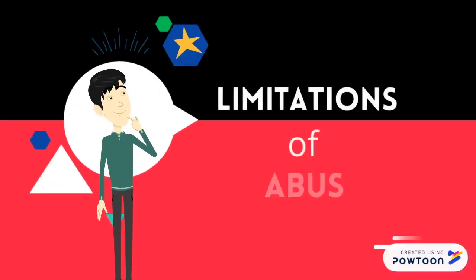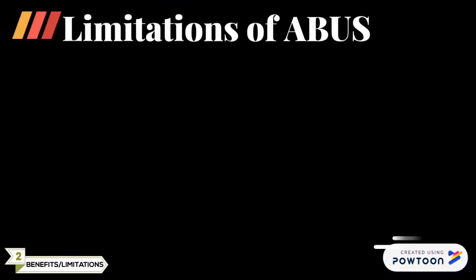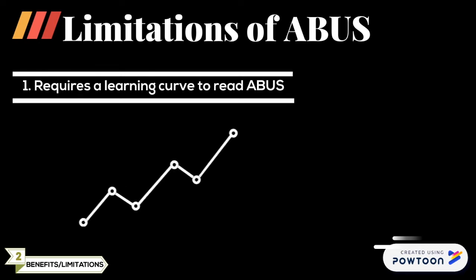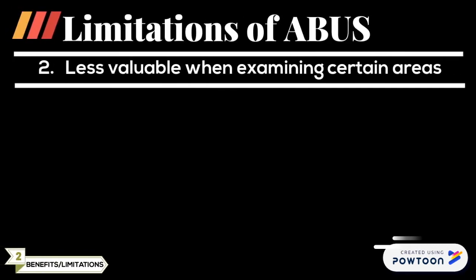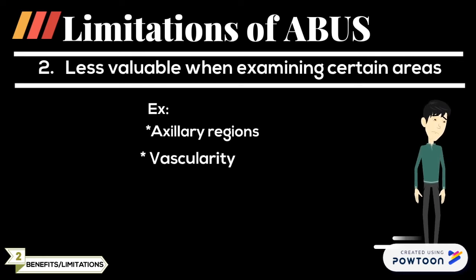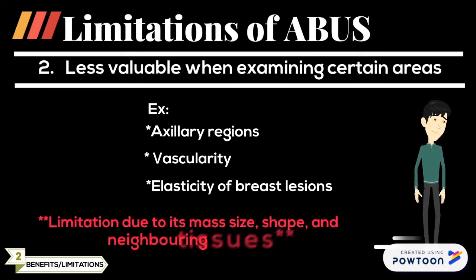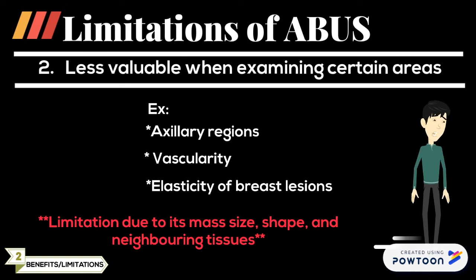Now we're going to talk about the limitations of ABUS. In order to read ABUS images, it requires a learning curve. ABUS becomes less valuable when examining certain regions such as axillary regions, vascularity, and elasticity of breast lesions. In fact, the limitation is due to its mass size, shape, and surrounding tissues.